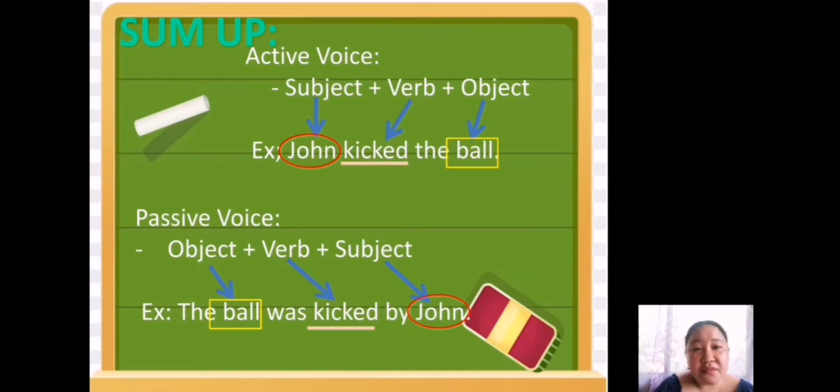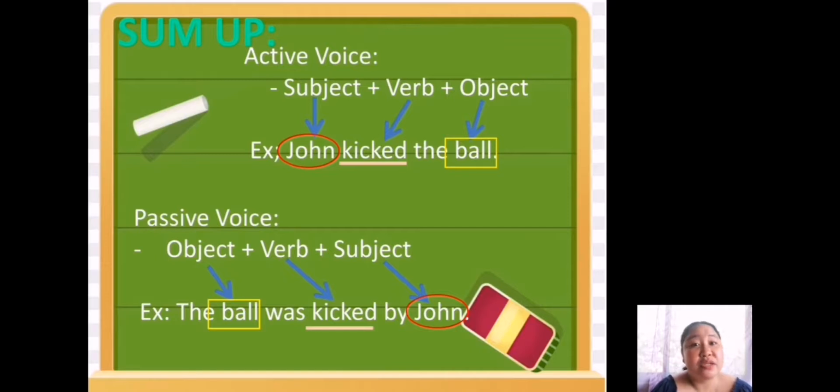While in the passive voice, we should always remember that the subject will be the one to receive the action. So the formula is object, verb, subject. Example, the ball was kicked by John. The ball in the sentence is our object, and the verb, or the action word, is kicked, and the one who performs the action is John, so that is our subject. I hope you understand the difference between the two.